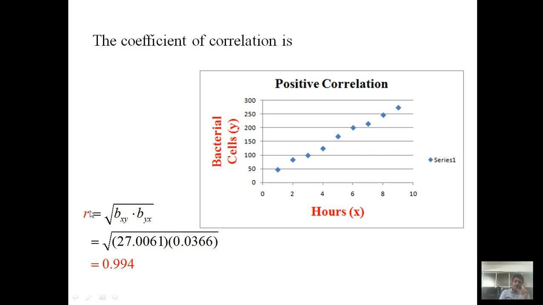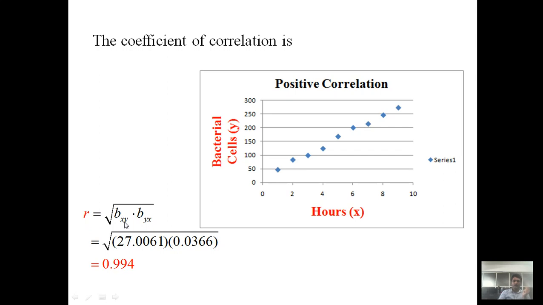This equation gives the relation between correlation and regression, because the left-hand side is the correlation coefficient and the right-hand side is the square root of bxy times byx, and bxy and byx are the regression coefficients. So this equation is known as the relation between correlation and regression.